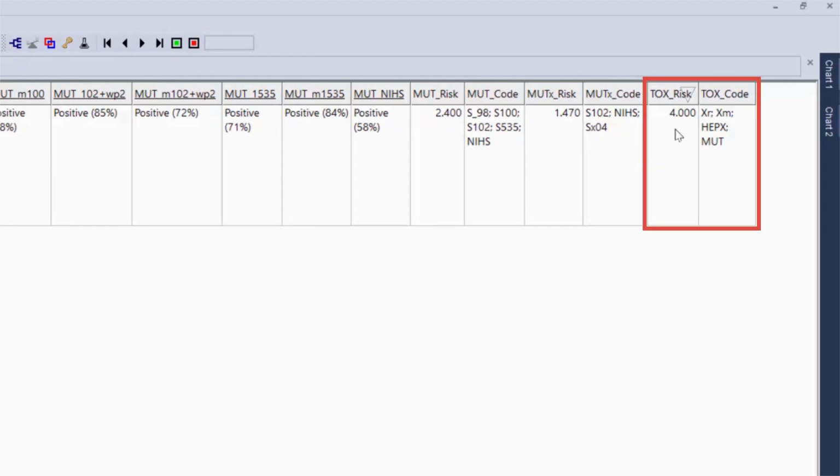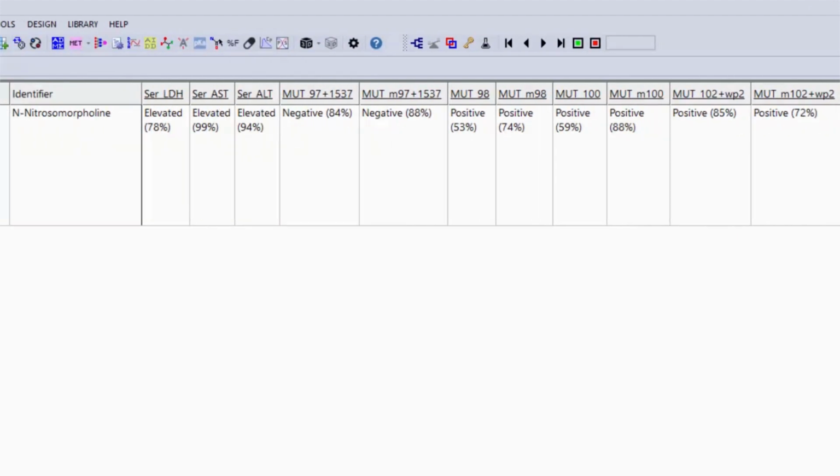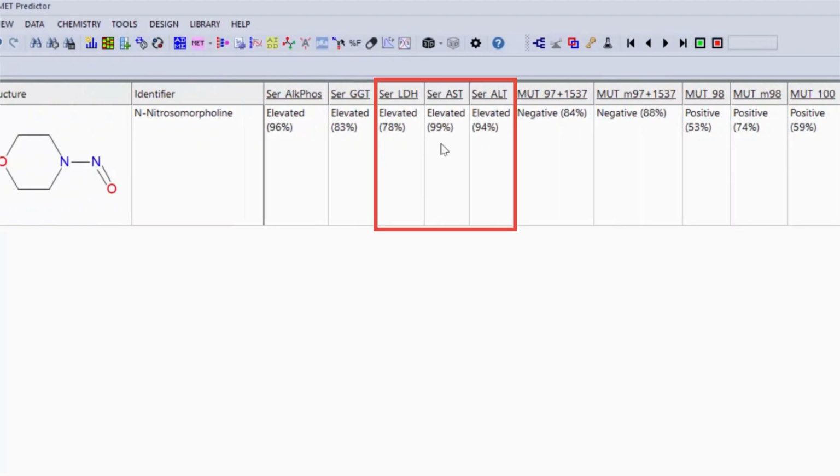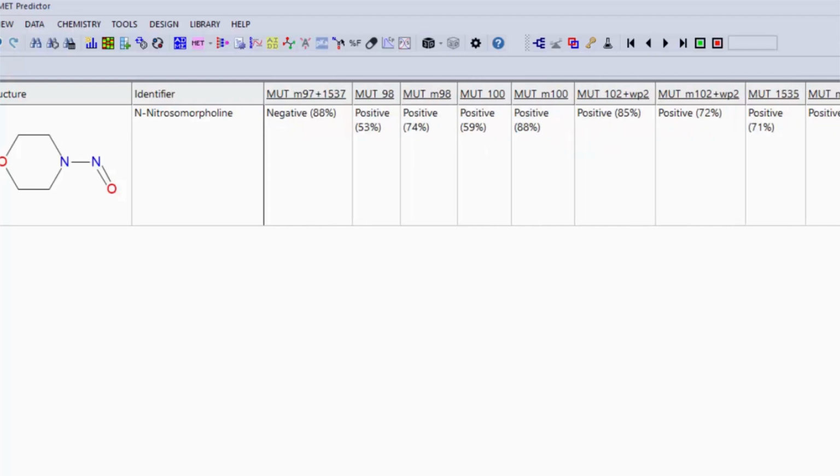Then the tox risk is 4, so we already looked at the mute risk. The other models are the rat and mouse TD50s and the liver toxicity. These would add 1 apiece, so it's pretty easy to add these up. But let's look at the HepX first. It's these last 3 models that start with SEER, LDH, AST, and ALT. All of these are elevated, so again, this would contribute a 1 to the overall score.